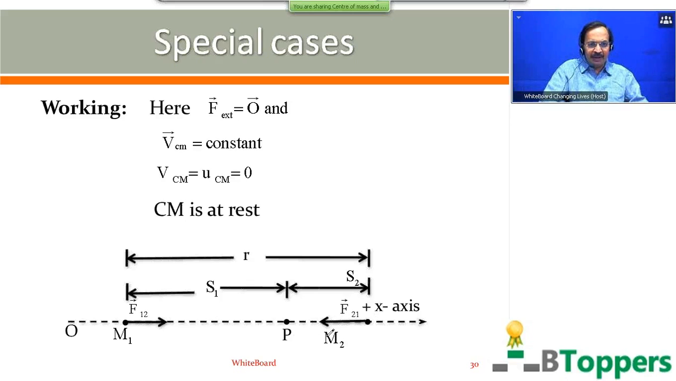I choose the line joining the particles as x-axis. Small r is the initial separation between M1 and M2. S1 is the distance moved by the first particle before they collide with each other. S2 is the distance moved by the second particle before they collide with each other. They collide with each other at the point P. Come on, finish copying up to here.